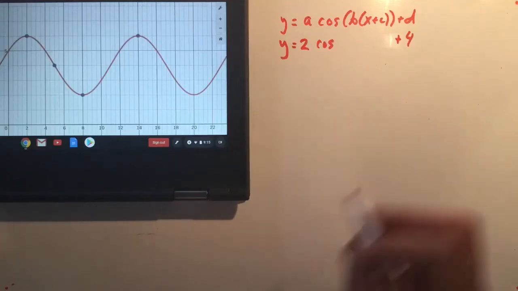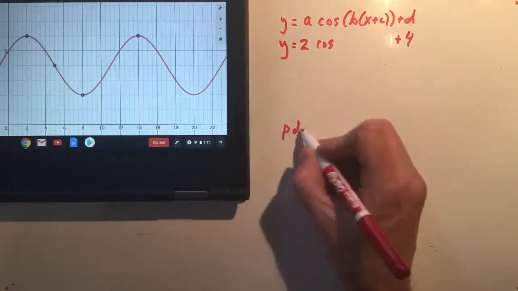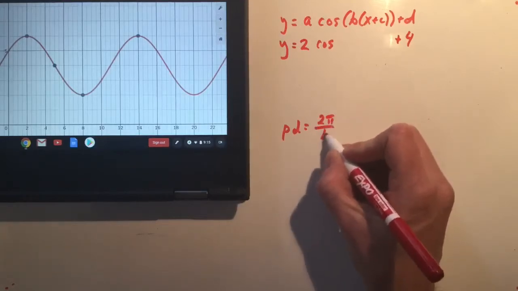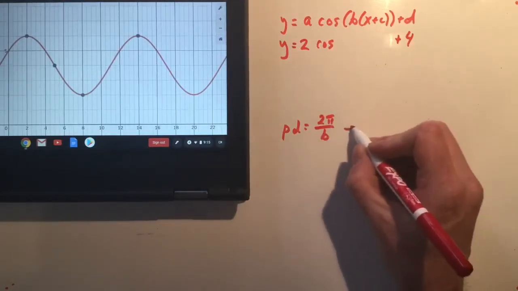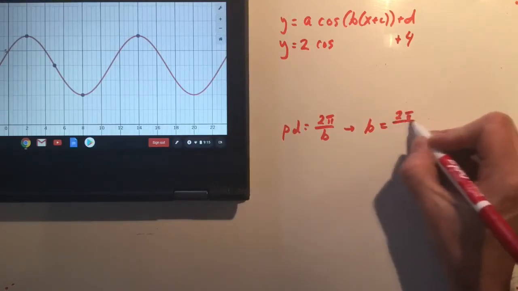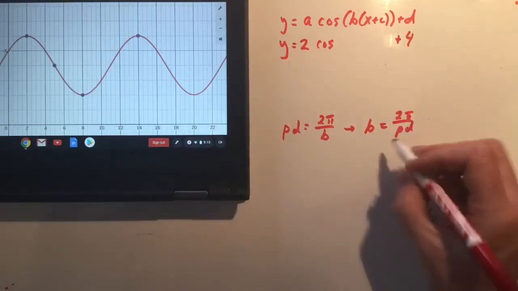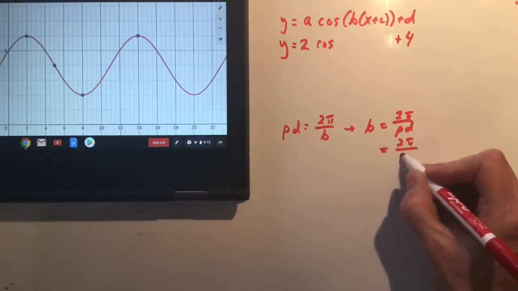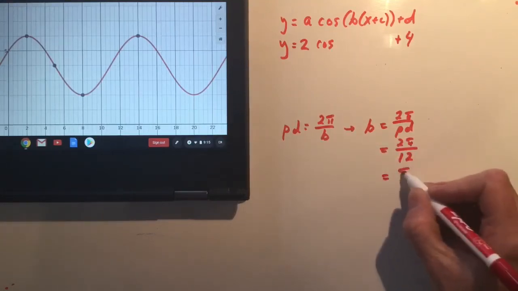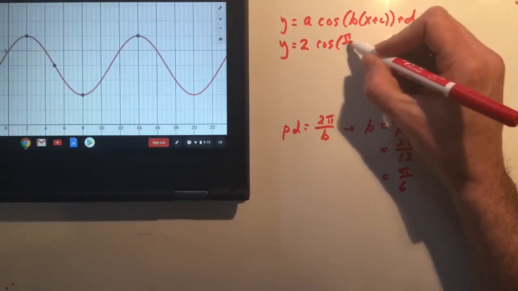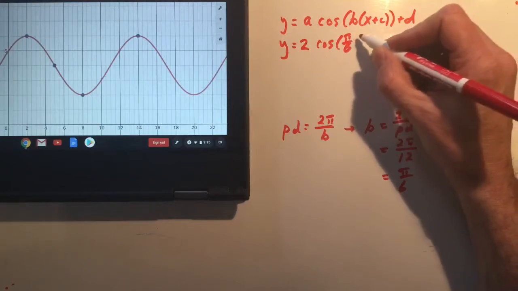And we know the period of this thing is always 2 pi divided by that horizontal compression, which leads us to b being equal to 2 pi over the period. Well, the period in this particular problem is 12 hours. Therefore, b is going to have to be pi over 6. So we can come up here and put a pi over 6.